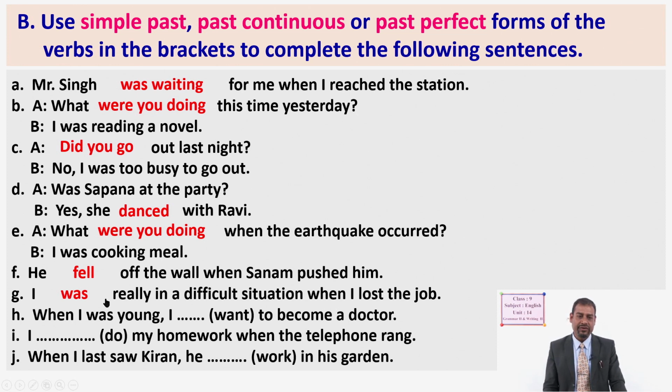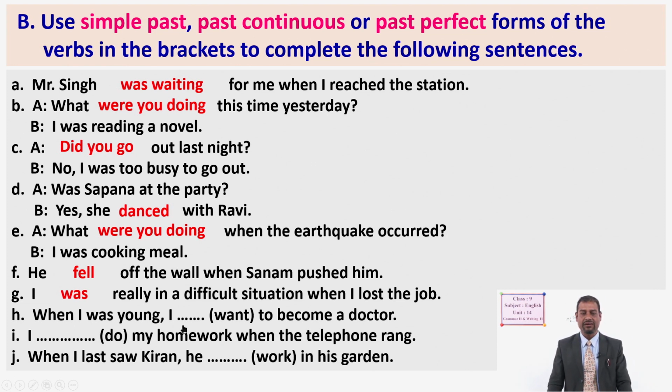So you can find similar actions: first of all, losing the job, and then being in a difficult situation. Now we have the next one. When I was young, I dot dot dot to become a doctor. So it is a general past thing. When you were in your childhood, at that time, what did you think? So like this, we have an action that took place in the past in general.